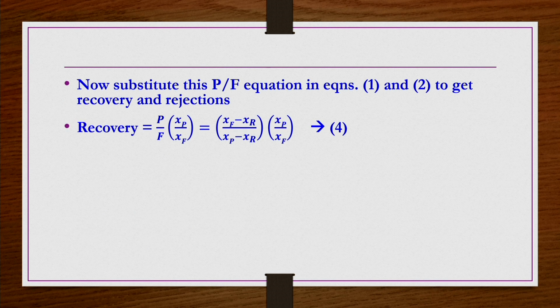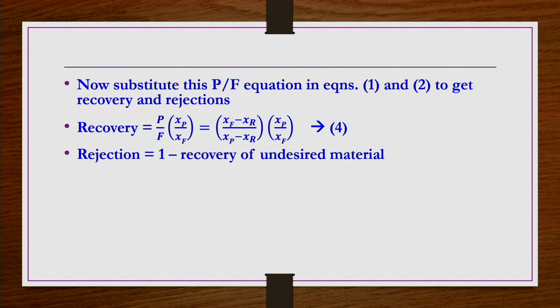So, when you substitute this P by F in equations 1 and 2, you get recovery as P by F, XP by XF, equals XF minus XR by XP minus XR multiplied by XP by XF. Same for rejection, which is 1 minus recovery of undesired material. So, that comes out to be 1 minus XF minus XR by XP minus XR.